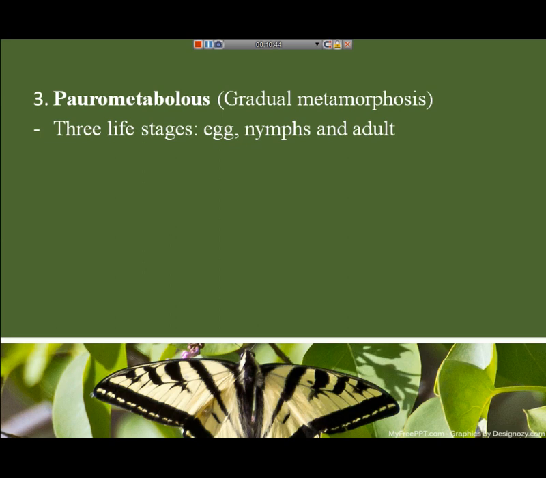The nymphs resemble the adult except that their body parts are out of proportion with each other. This insect does not have fully developed wings. Nymphs have the same type of mouth parts as the adult, and they both eat the same kind of food.